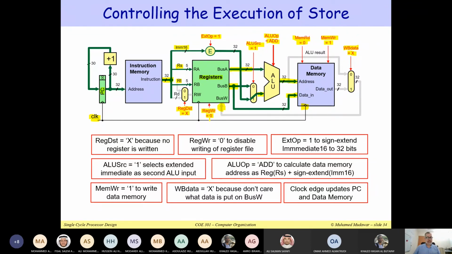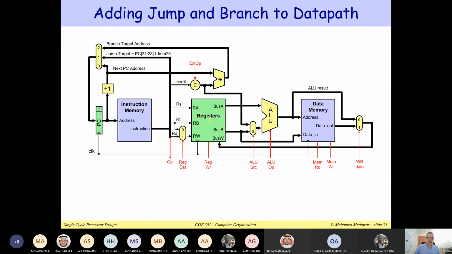We are not really done yet. What is left? I talked about load and store. I talked about ALU instructions, the R type, the immediate type. What is left? Jump instruction. What are these instructions? Jump. Yes. We need to implement the jump and what else? Branch. Yes. We did not talk about these instructions. So let us talk about how we can add jump and the branch to the data path.